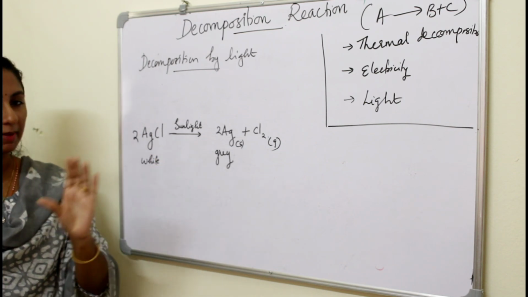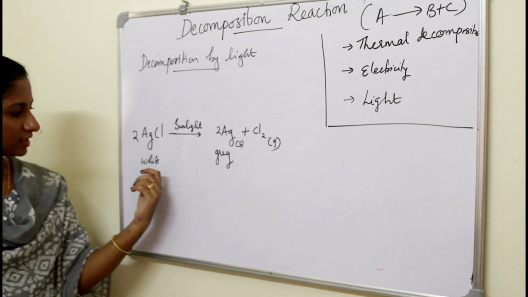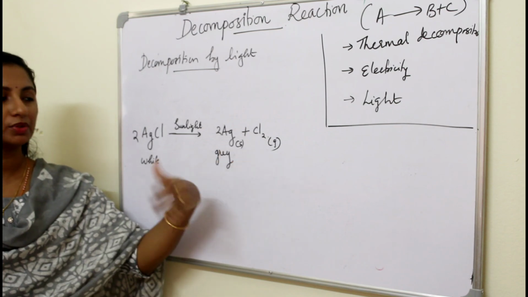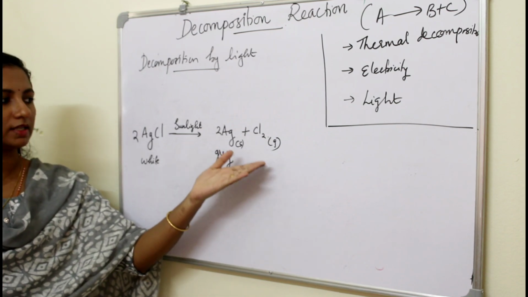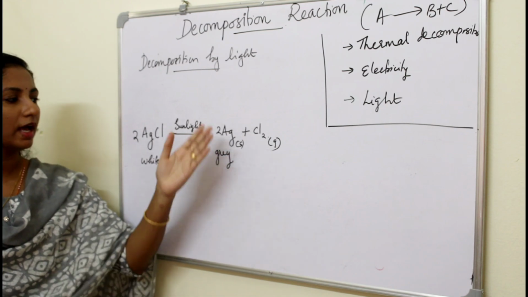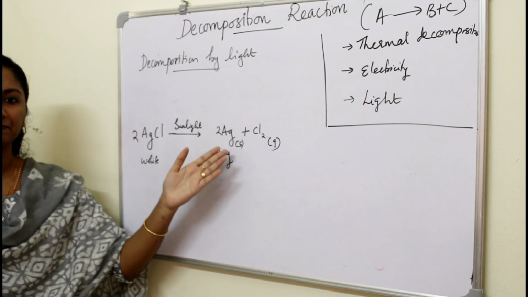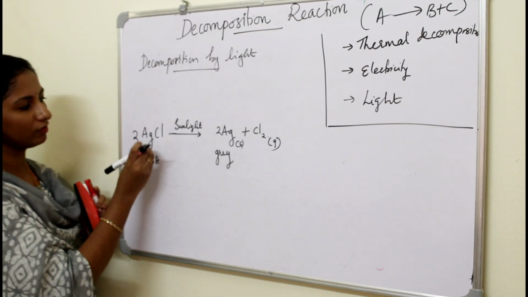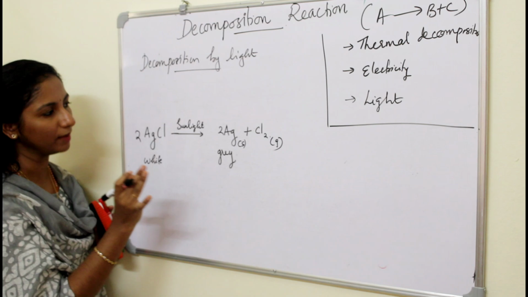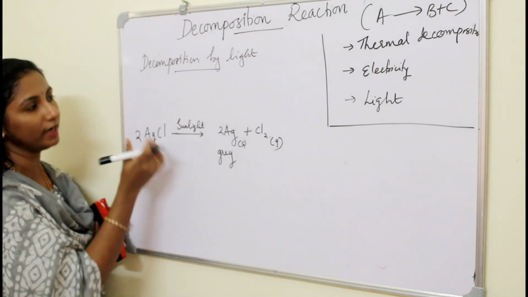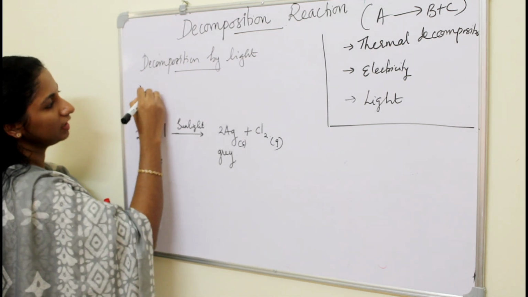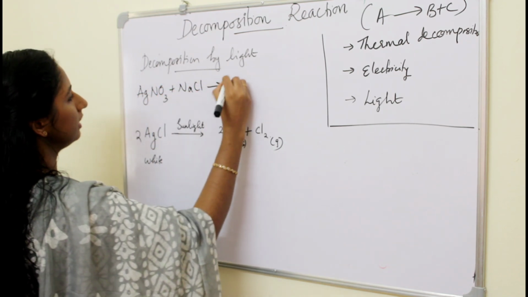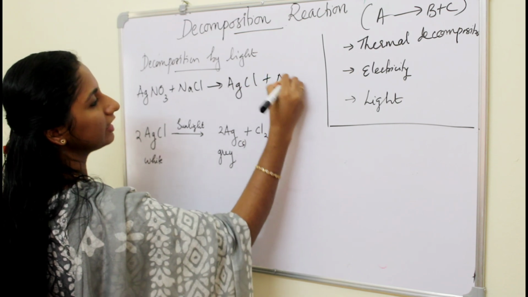Actually the color of silver metal is greyish color, right? So white color is changed into grey color due to the elimination of chlorine gas. Chlorine is eliminated in the gaseous state, and we are getting only solid, that is silver metal. That's why the color is grey. Okay, so actually we won't get the silver chloride readily. That's why we prepare the silver chloride from what? Silver nitrate. We are taking silver nitrate and sodium chloride, and we are getting AgCl and NaNO3.